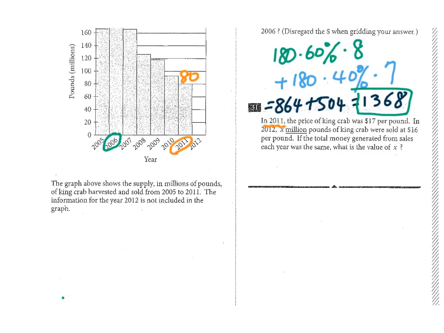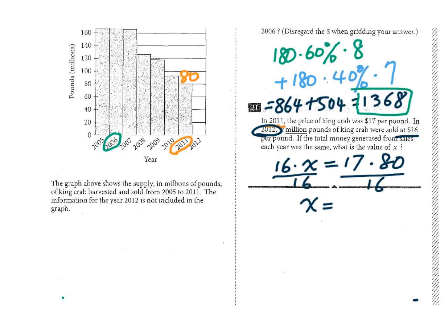For number 31, in 2011, we got 80 pounds. X million pounds of king crab was sold at $16 per pound in 2002. Suppose 2002 is x, that means 16 times x equals 17 times 80. So x equals, we divide by 16 on both sides. x equals 85.